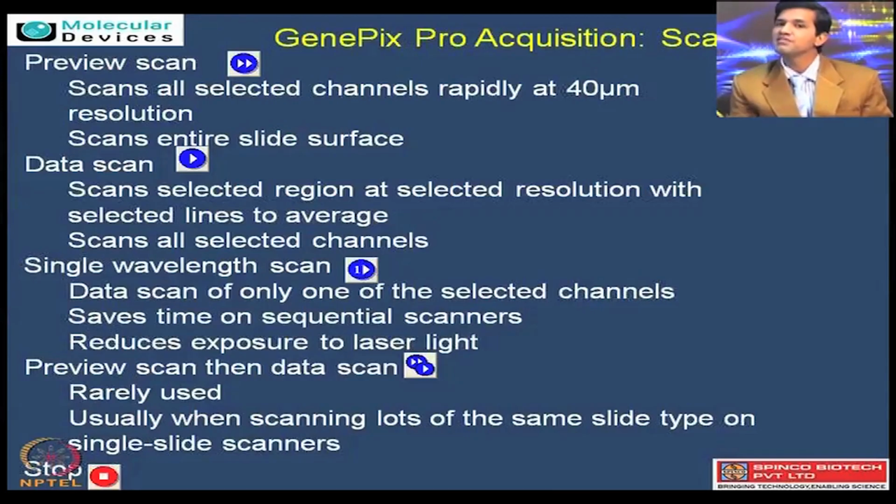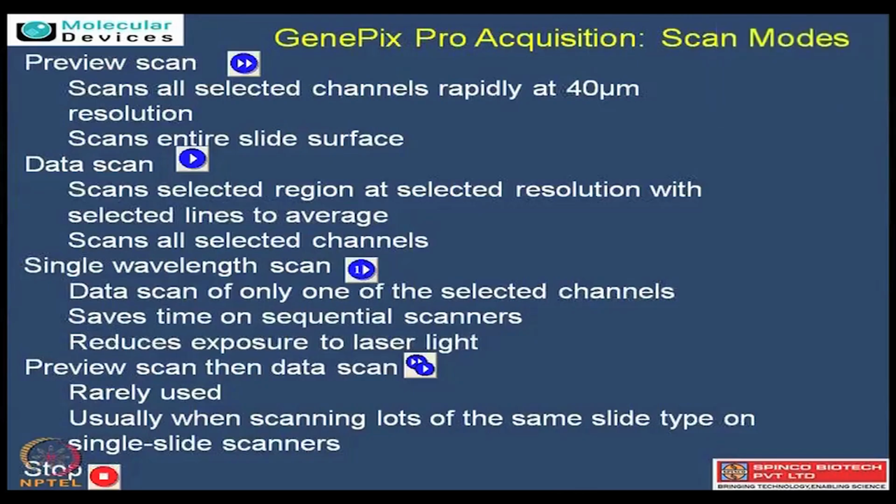If your application requires only one wavelength to be scanned, you can select in the tab only a single wavelength scan. Also, a preview scan can be followed by the data scan. You can also set up an automation so that once you do a preview scan and see that it is all good, it immediately goes for the data scan. But very rarely do people use that, because you want to check once and only then proceed.